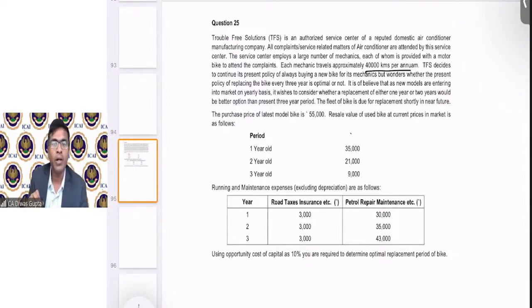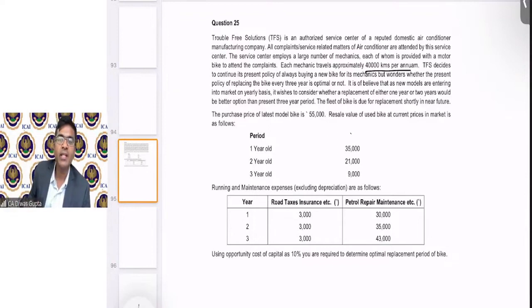So they have a present policy of replacing the bike with a new bike every 3 years, and they're revisiting that policy. It is of the belief that as new models are entering the market on a yearly basis, it wishes to consider whether a replacement of either 1 or 2 years would be a better option than the 3 year period. So they are just trying to understand whether a 1 year or 2 year replacement could be a better option than a third year replacement.